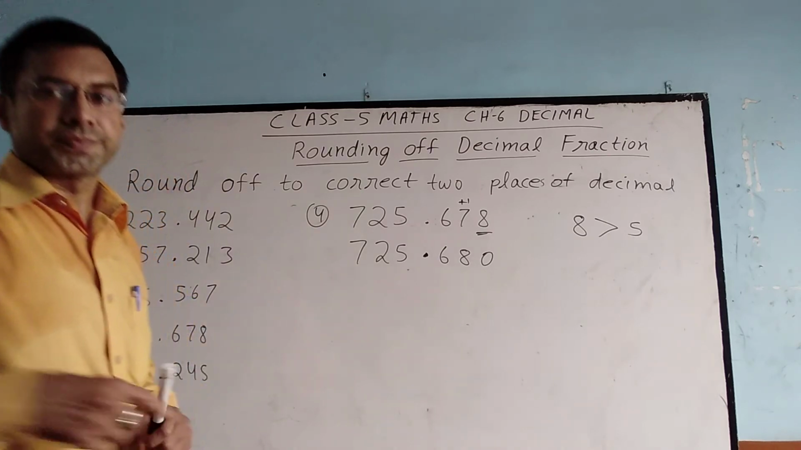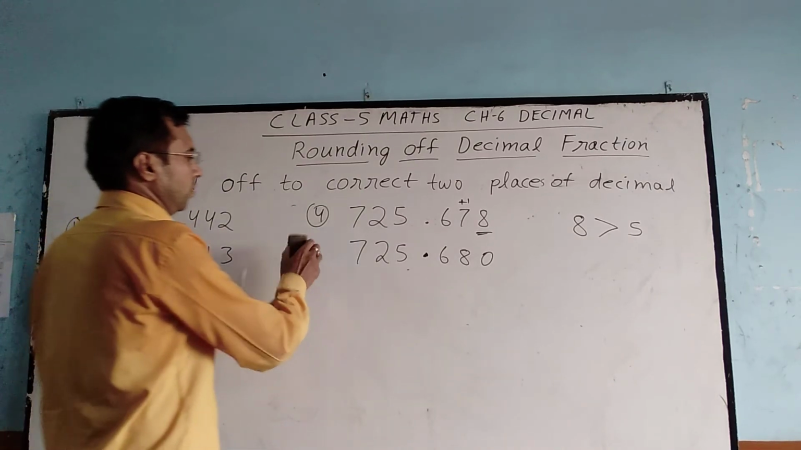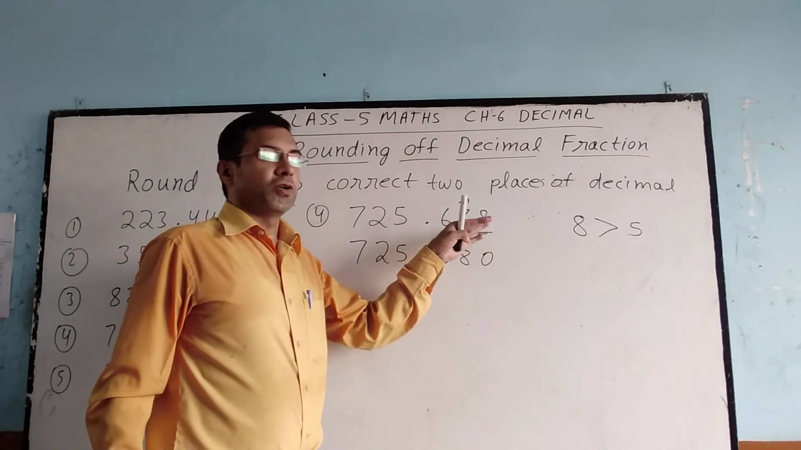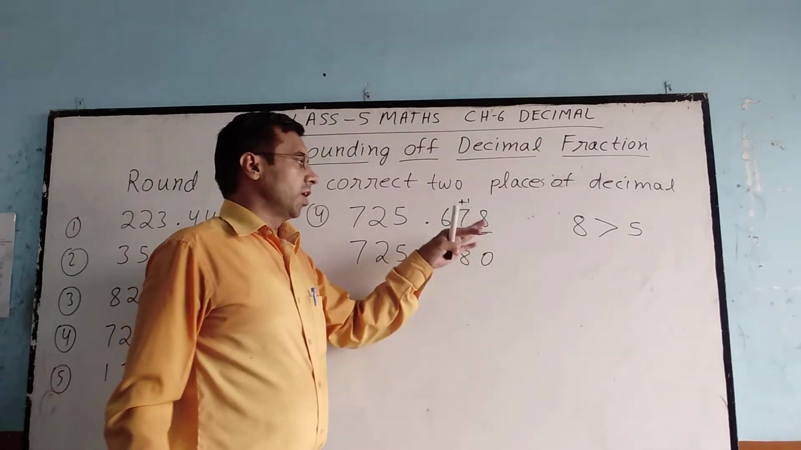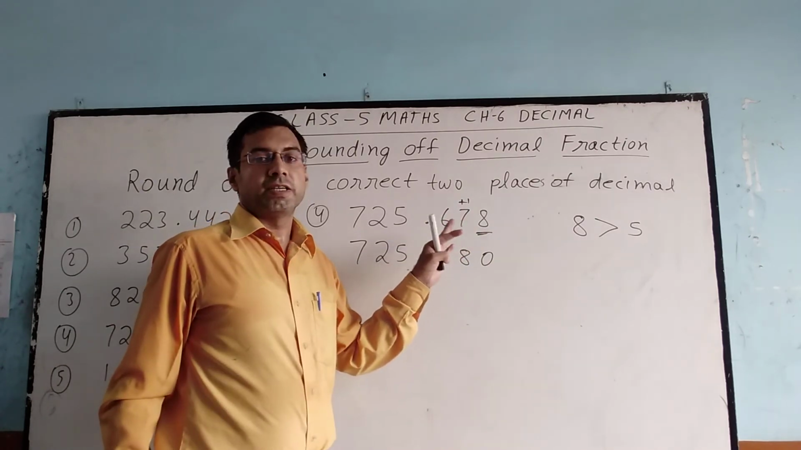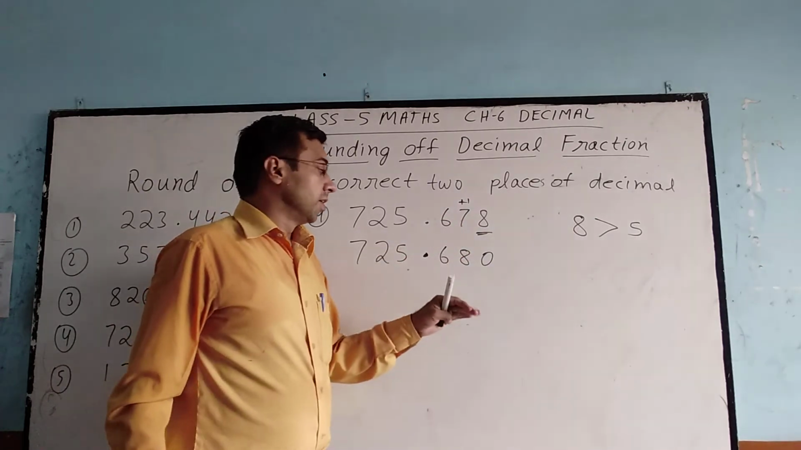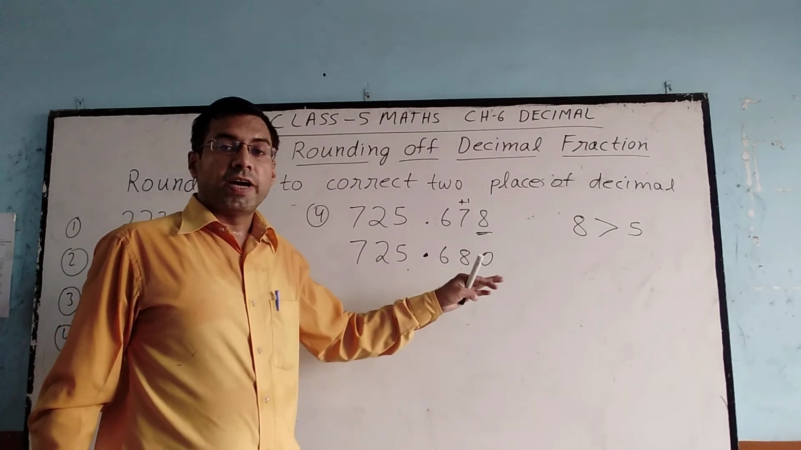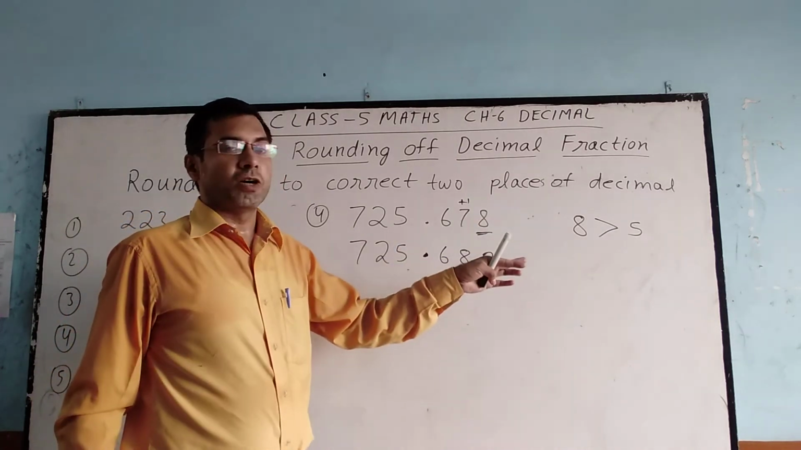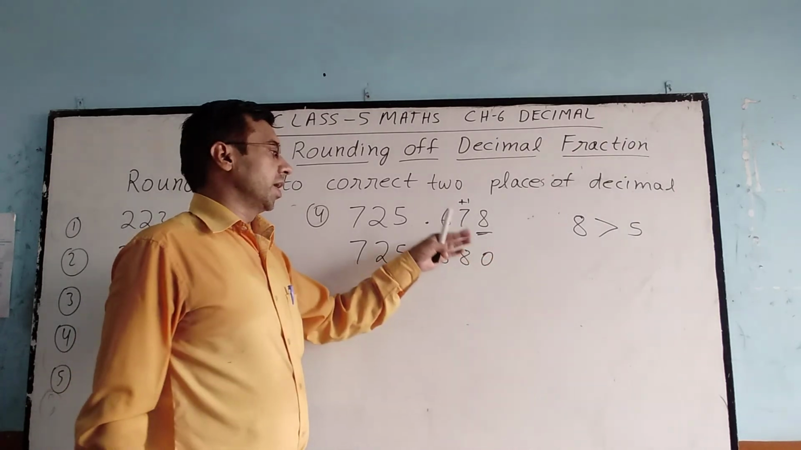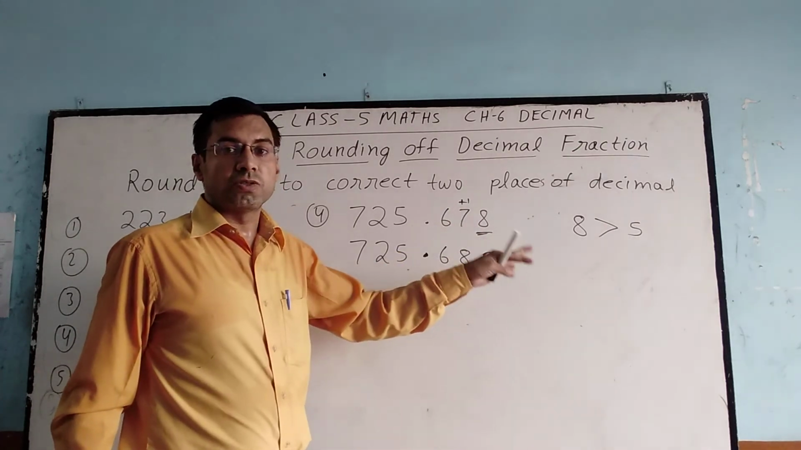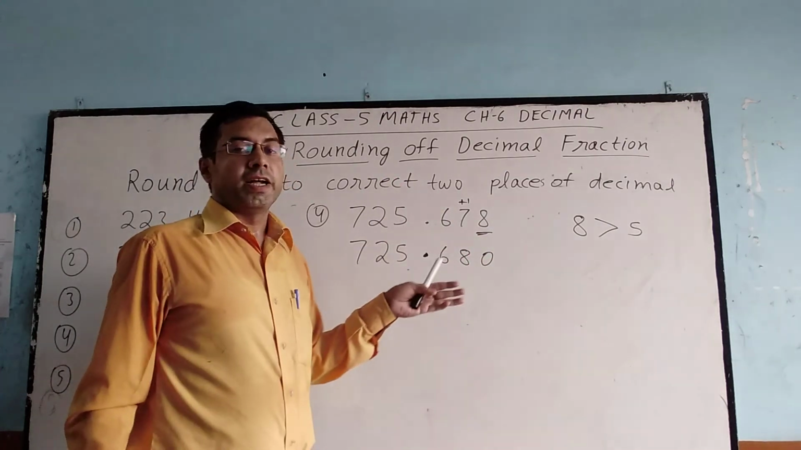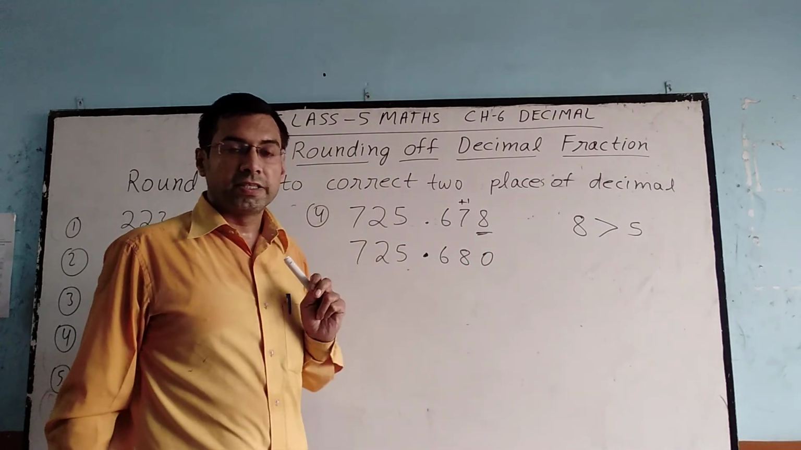Student, when the thousandth place digit is less than 5, we change that thousandth place digit into 0, and there is no change in the hundredth place digit. If the thousandth place digit is equal to or greater than 5, so what do we do? We replace that thousandth place digit by 0. We add 1 in the hundredth place digit, and there is no change in the rest of the digits.